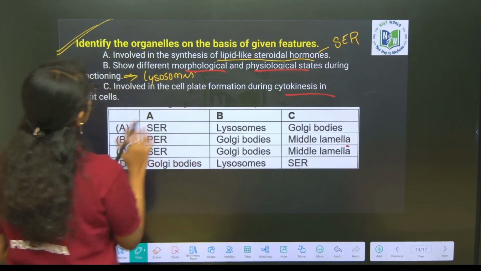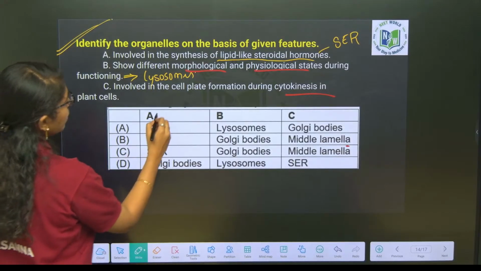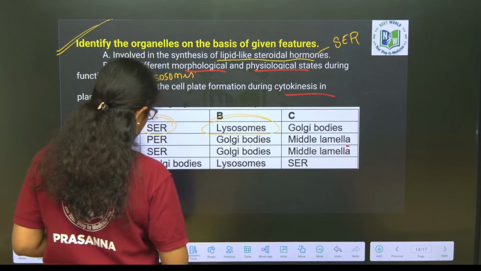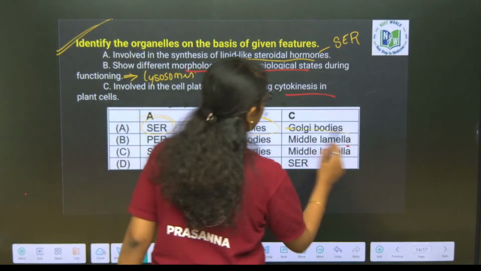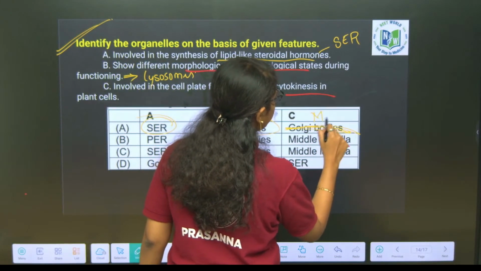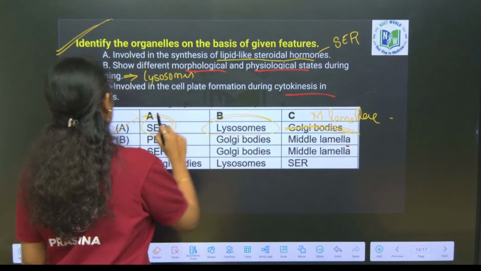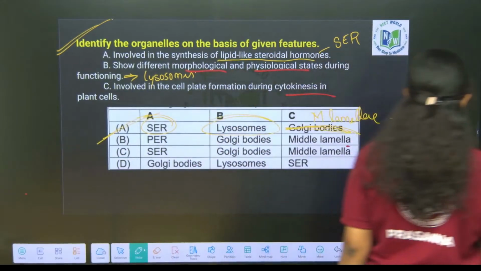So first A will be smooth endoplasmic reticulum, B is lysosomes. Let us consider C in our first option is middle lamella. Then our right answer will be option A.